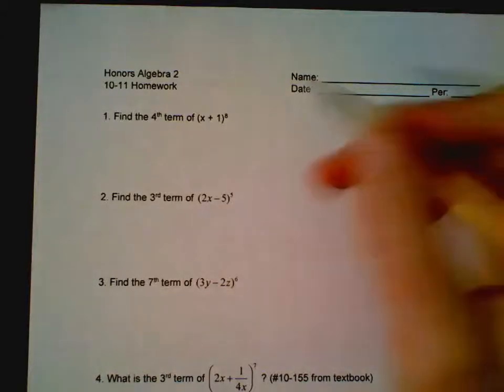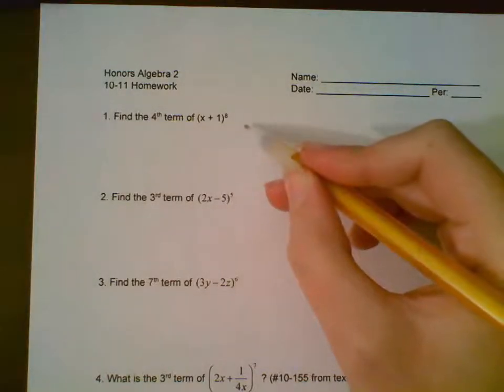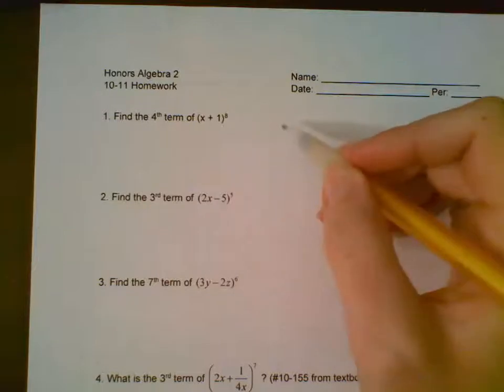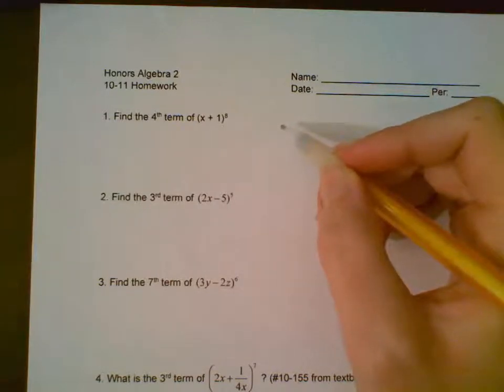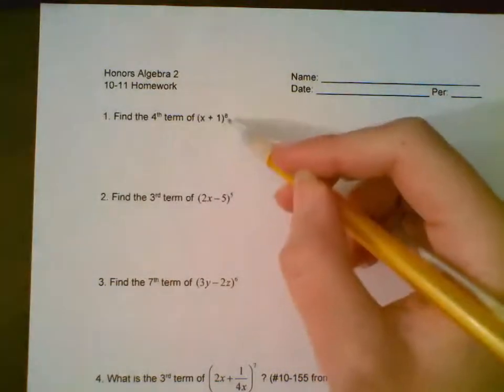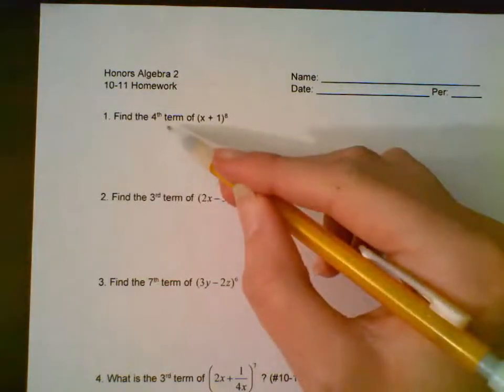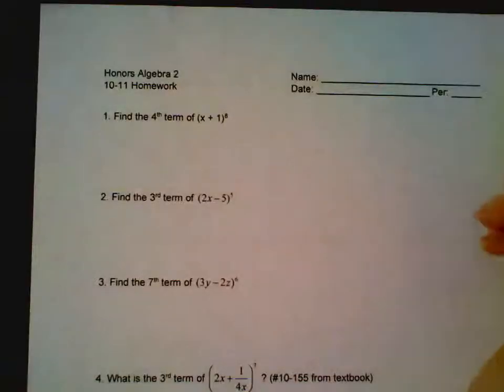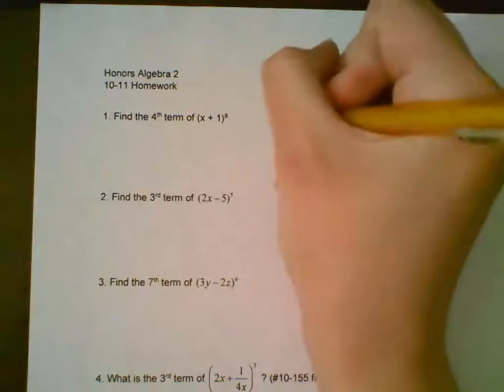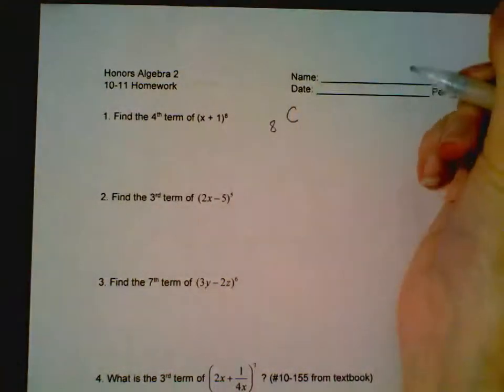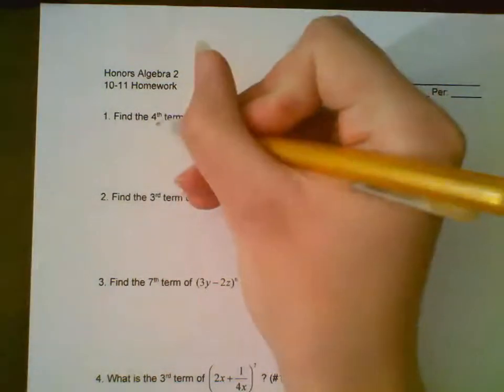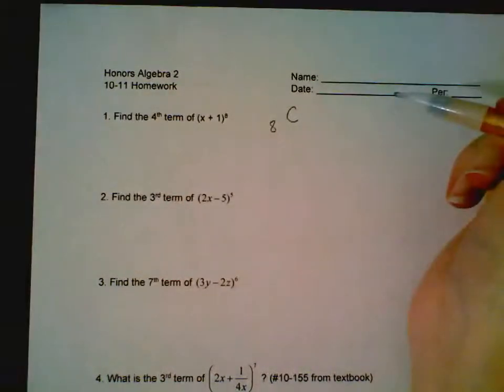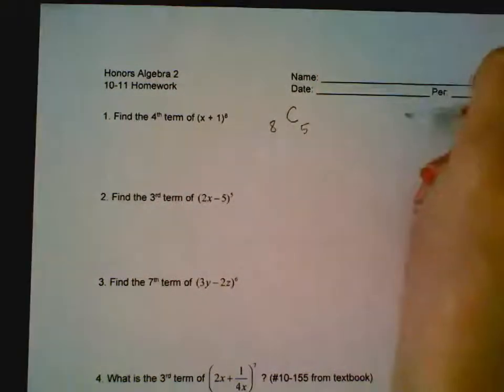All right, question 1 says find the fourth term of (x + 1) to the 8th power. So remember, we're going to do our little shortcut here. Instead of finding all of the terms and just picking the fourth one, we're going to just jump right in and do our shortcuts here. So we're going to start with 8, and then a combination here. 8 minus 4 is 4, but we're going to add one more to that, so we get a 5.